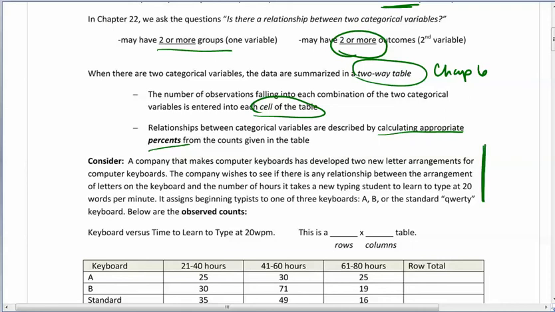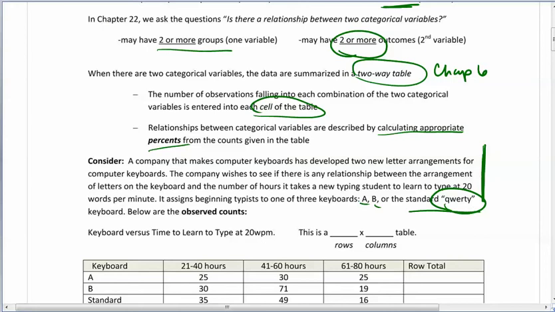So take a look at our intro problem here. We've got a company that makes computer keyboards that has developed two new letter arrangements. The company wishes to see if there is any relationship between the arrangement of letters on the keyboard and the number of hours it takes a new typing student to learn to type. And we'll say 20 words per minute speed is learning to type. It assigns beginning typists to one of three keyboards. There's A, there's B, or there's the standard keyboard that we've been working with all our lives, which is the QWERTY keyboard. QWERTY for the first line across any keyboard.